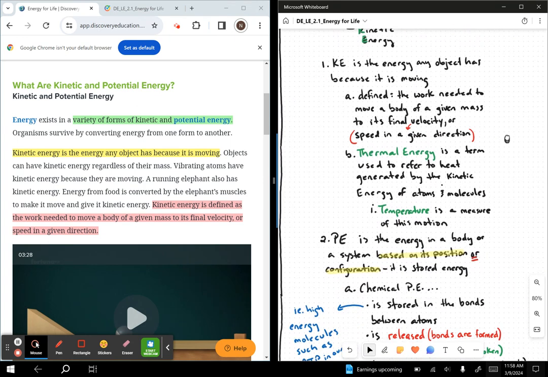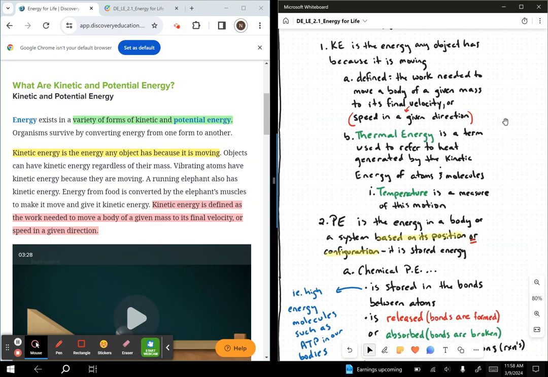Kinetic energy, of course, as we move on here in our notes, number one, is often called the energy of motion. Anything that is moving will have kinetic energy. Now, there's a more precise definition. You see it here defined: the work needed to move a body of a given mass to its final velocity. Remember, velocity is speed with a directional component to it, right? So they say or speed in a given direction. So make sure you memorize that, okay?